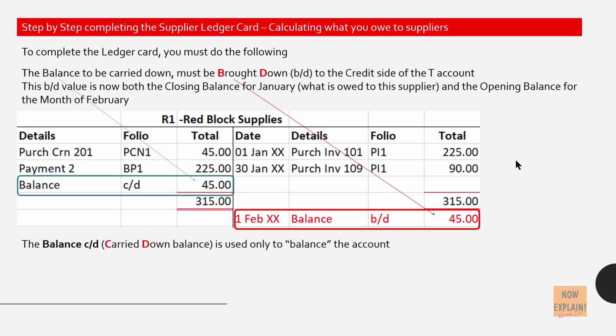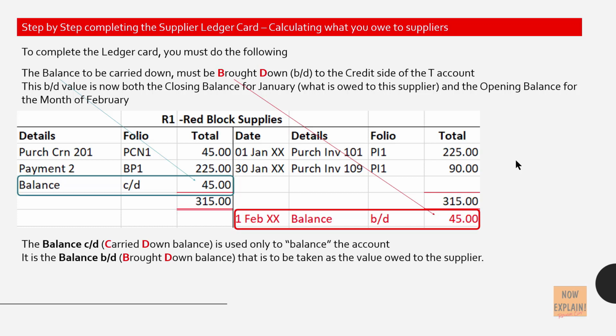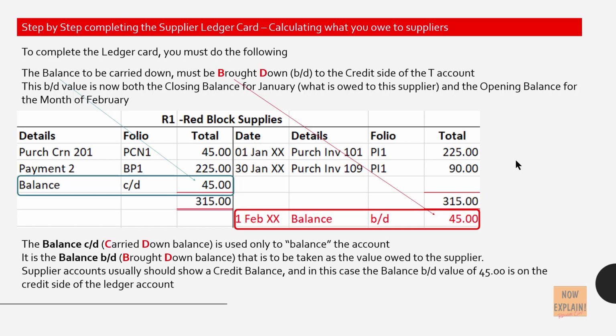The balance CD, carried down balance, is used only to balance the account. It is the balance BD, the brought down balance, that is to be taken as the value owed to the supplier. Supplier accounts usually should show a credit balance, and in this case the balance BD value of 45 is on the credit side of the ledger account.